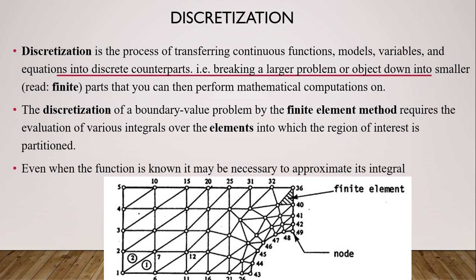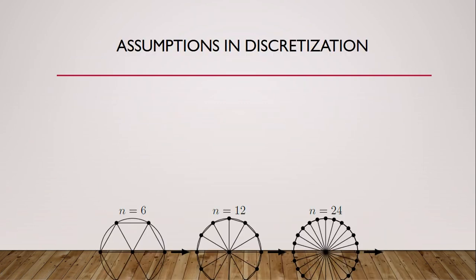So in this discretization, we have to divide the whole structure into a number of elements, and the boundary is denoted by nodes. When we divide the whole structure into smaller parts, only then will you get the approximate solution of that structure. So next is the assumptions in discretization.